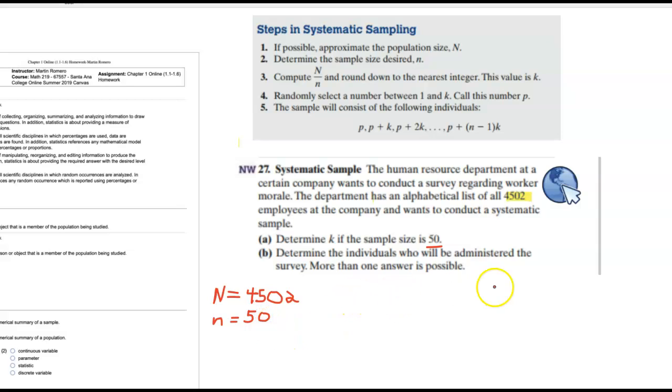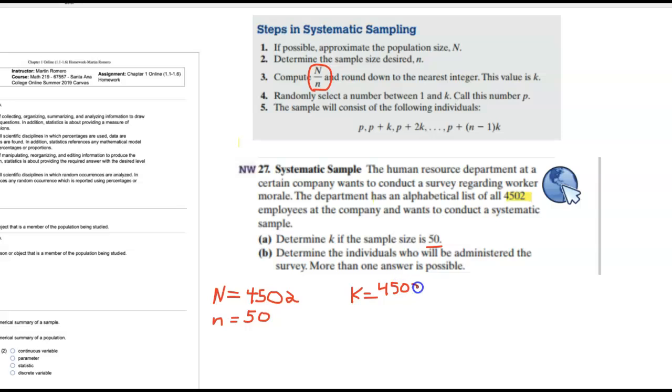Out of those 4,500 employees, how do we determine a systematic sample? We're going to start at some value and then take every kth person. In this case, we have a formula for K. K is big N divided by little n, and then you round down to the nearest integer.